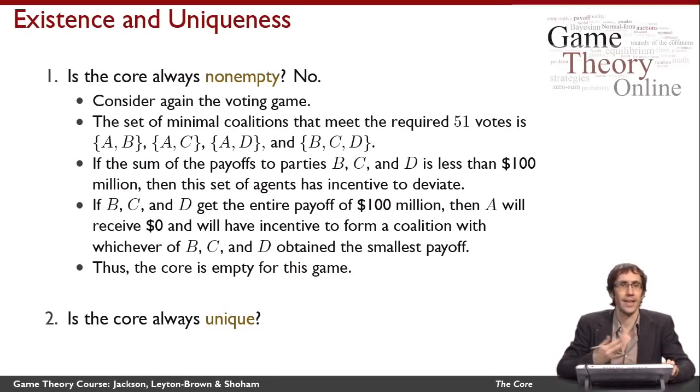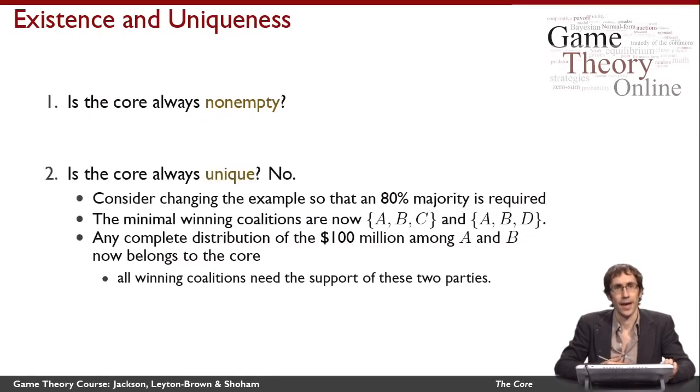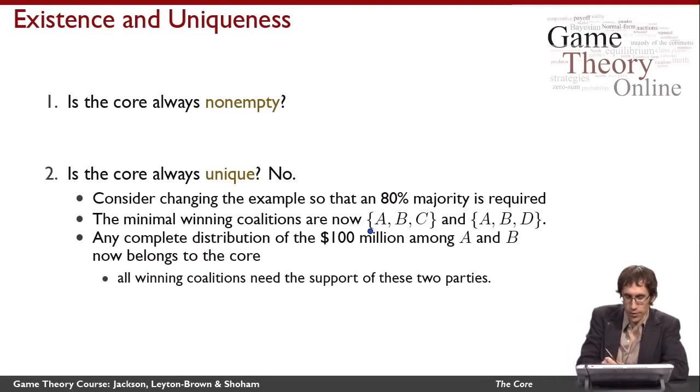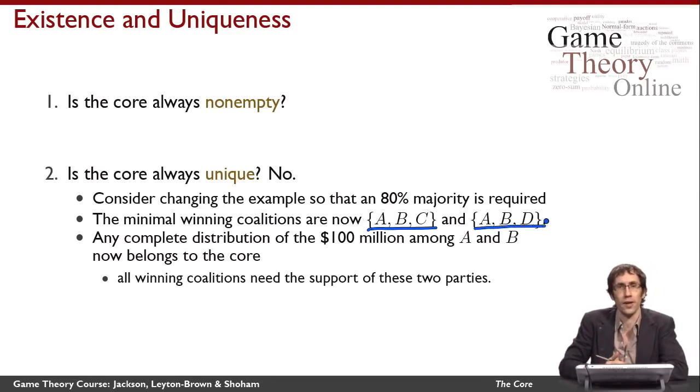The second thing we might wonder is, in cases where the core is not empty, is it unique? And again, here the news is bad, because no, the core is not always unique. So now let's consider changing the voting game so that we require an 80% majority instead of a 51% majority. It's now the case that the winning coalitions are these two coalitions. These are the only coalitions that are able to obtain 80% majorities, or the only minimal coalitions. And it's now the case that A and B are required in all winning coalitions. And this means that any complete distribution of the 100 million between just A and B is going to belong to the core, because there's no way that C and D, even if they're not paid anything, can go off and form some different coalition that would pay them more. And so the grand coalition is stable as long as A and B get paid everything.